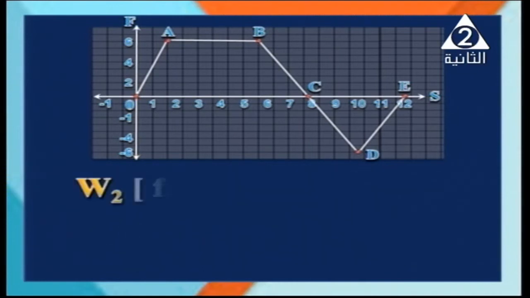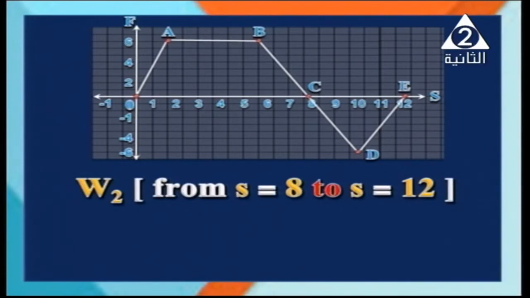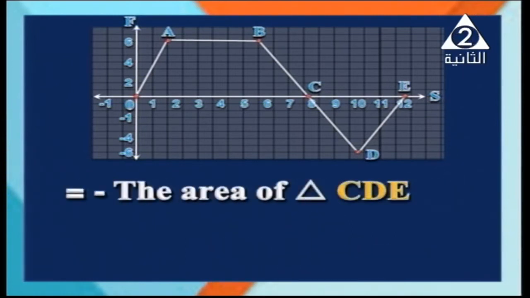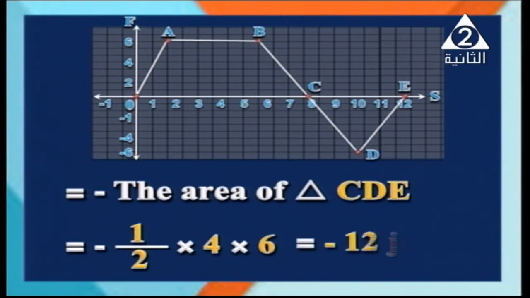Work 2, from S equals 8 to S equals 12, equals the integration from 8 to 12 of F ds, equals the negative area of triangle CDE. Why negative? Because it is under the axis of displacement. What is the area? Half base times height. What is the base? From 8 to 12, 4. What is the height? Equals 6. Equals negative 12 joule.